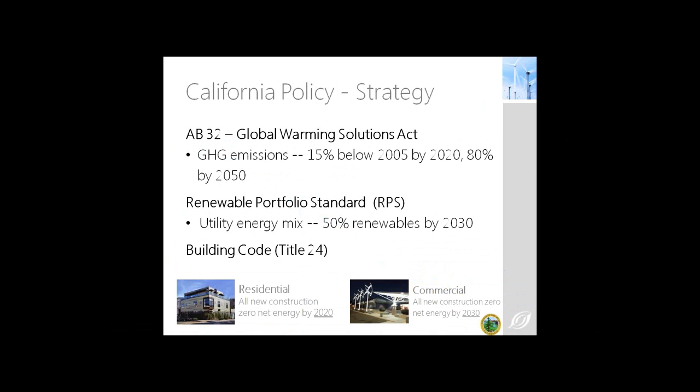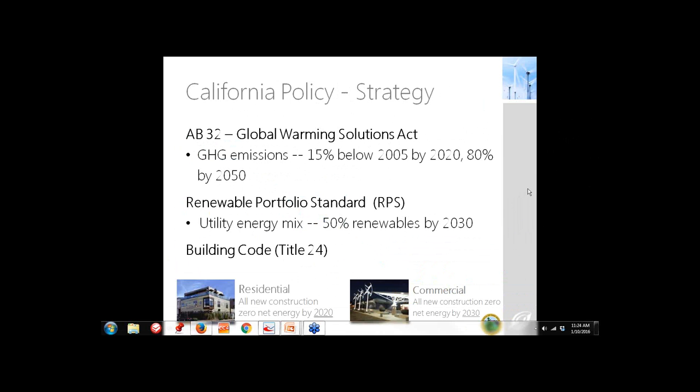When we think in terms of the policy and the strategy, there are a variety of different acts that have been passed. The Global Warming Solutions Act, otherwise known as AB 32, is driving the state to reduce its greenhouse gas emissions. The original act was 15% below 2005 by 2020, and over time has grown now to 80% below by 2050. The Renewable Portfolio Standard, going back to the thoughts about the energy mix, the goal now is to be at 50% renewables statewide by 2030.